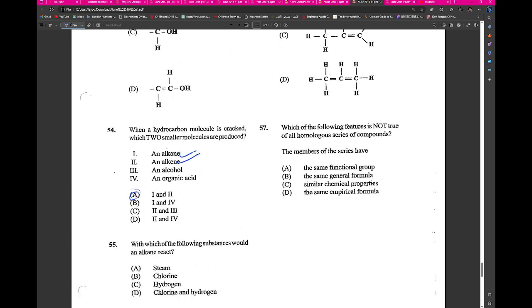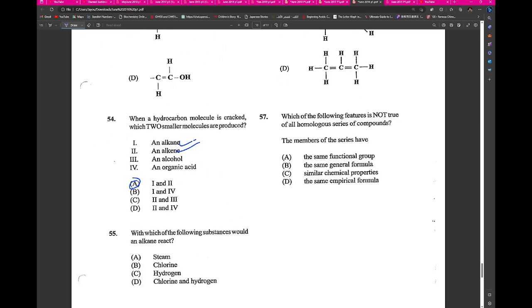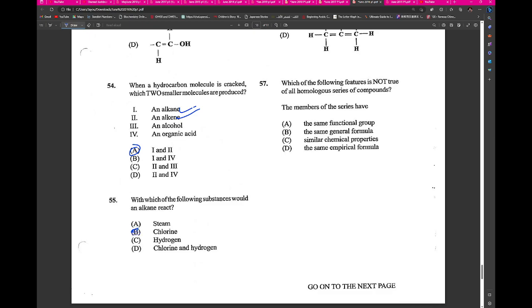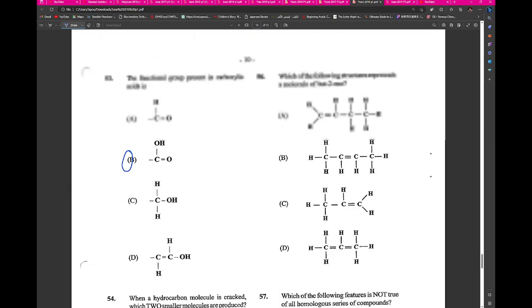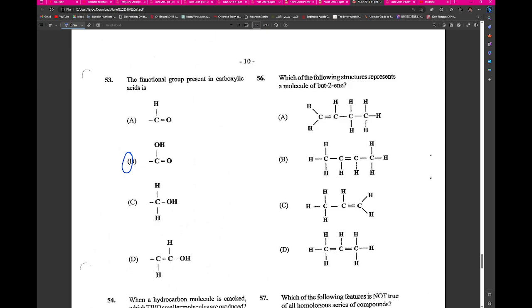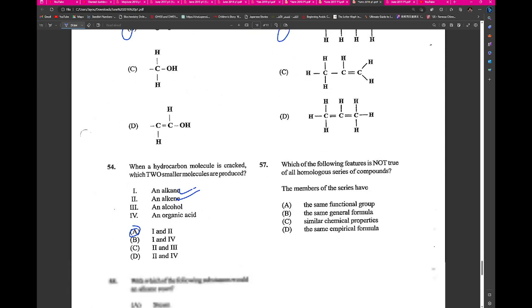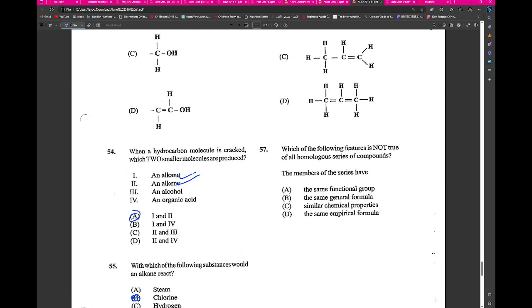1 and 2. With which of the following substances would an alkane react? Chlorine, provided that it has the UV light. 56. Which of the following structures represents the molecule of butene? Would be B. Which of the following features is not true of all members of a series of compounds that have the same empirical formula? I don't think so.